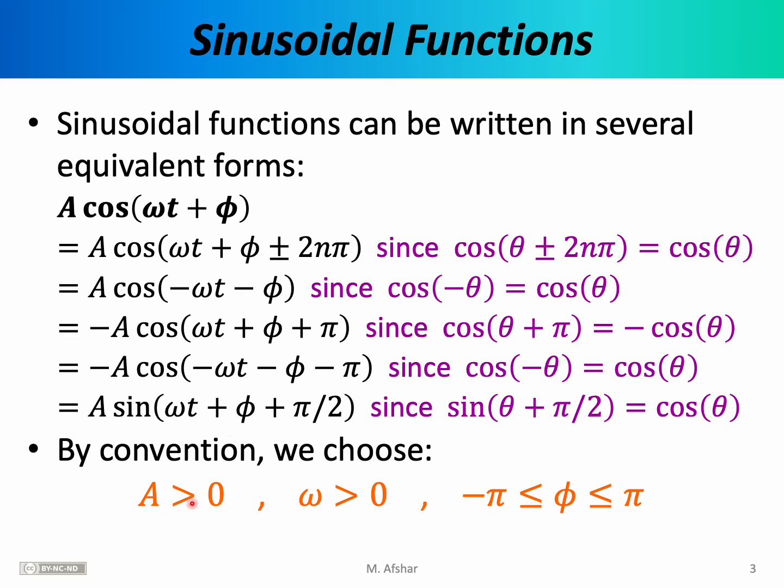By convention, we'd like A to be a positive number, so we usually don't like negative numbers in front of the cosine function. By convention, we usually choose omega to be a positive number. It doesn't have to be positive, but it's nice to choose one of these forms where the number in front of time is a positive number and not a negative number. And again, by convention, we usually choose phi to be between minus pi radians and plus pi radians, so between minus 180 degrees and plus 180 degrees.